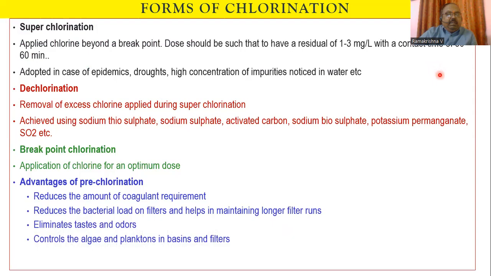Superchlorination. Applied chlorine beyond the breaking point. The dose should be such that it should have at least 1 to 3 milligram per liter with a contact time of 30 to 60 minutes, with higher dose. Adopted in case of epidemics, droughts, high concentration of impurities noticed in water. Particularly, this is where we are going to make use of it.